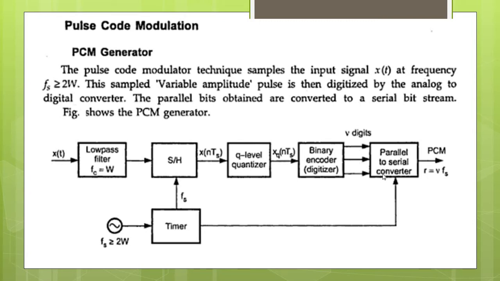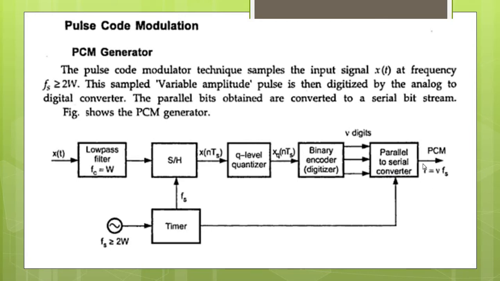Then we have a parallel to serial converter. As the output of the binary encoder is in parallel form, you can see many inputs are there. So this is a parallel input. For transmission we need output in serial form. So these parallel inputs are converted into the serial form by using this block, which is the parallel to serial converter.